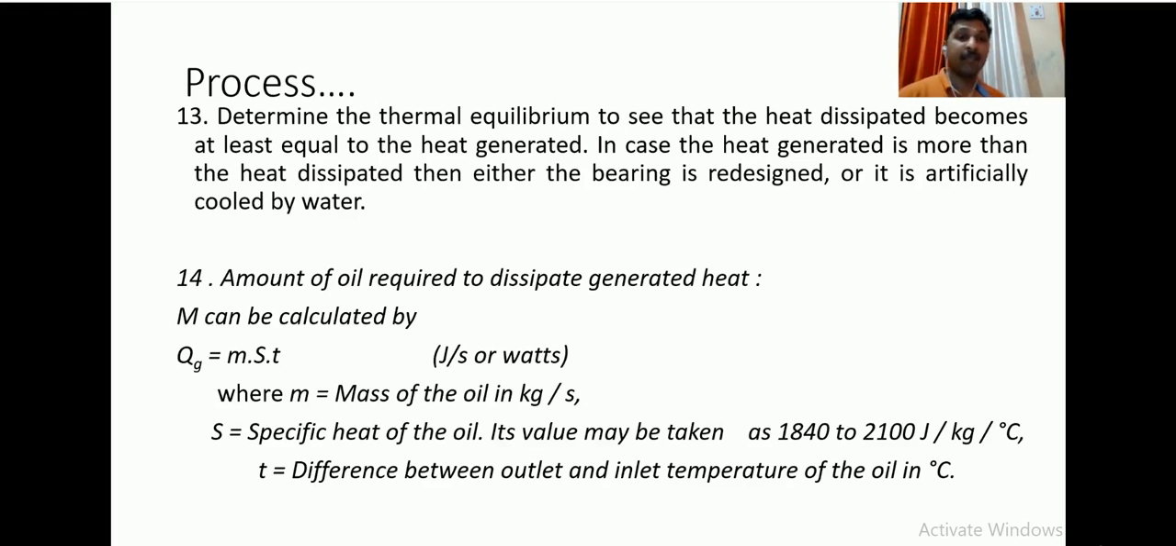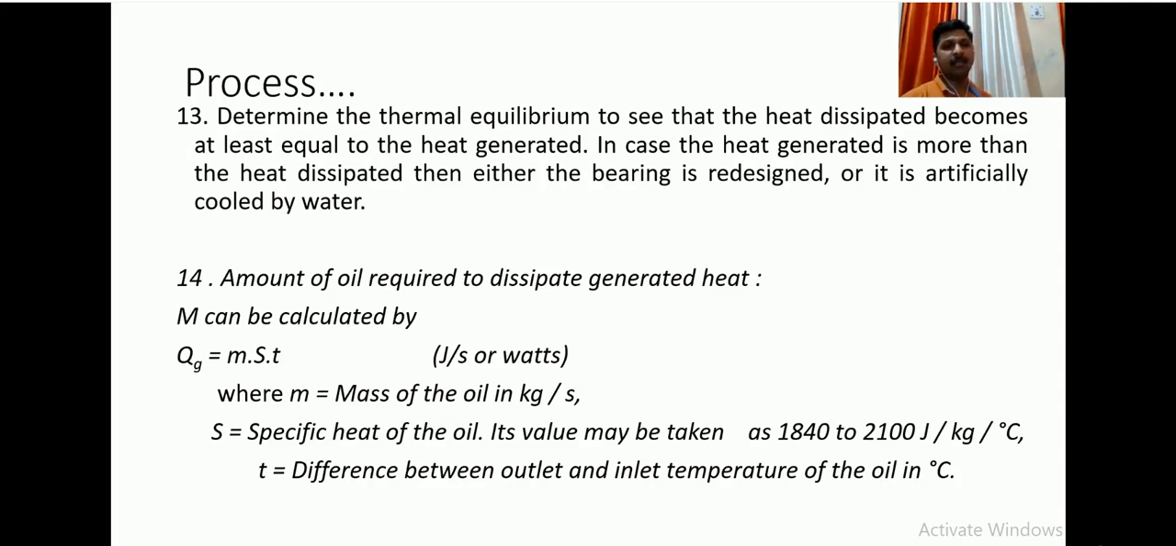We have to either redesign the bearing by changing the length of the bearing or by changing the oil, or we can provide artificial cooling by providing a water jacket to the bearing, or by pushing more lubricating oil, so that the lubricating oil can take off the heat and the bearing does not heat up.